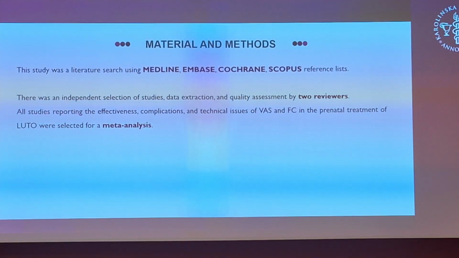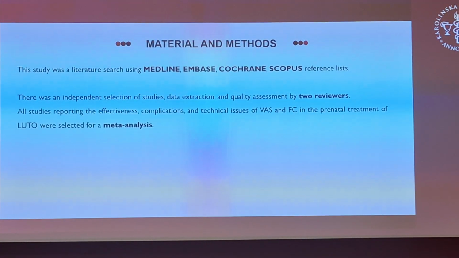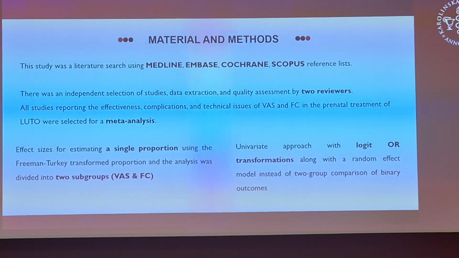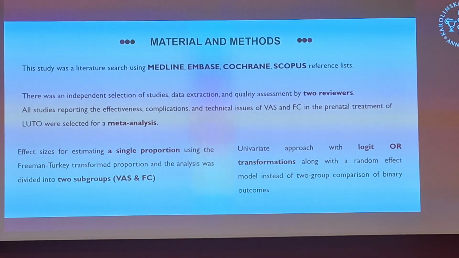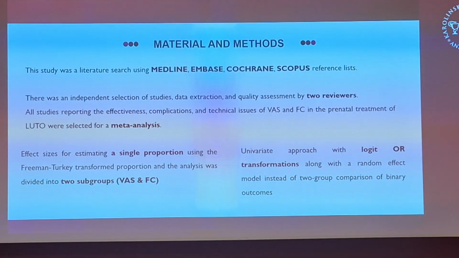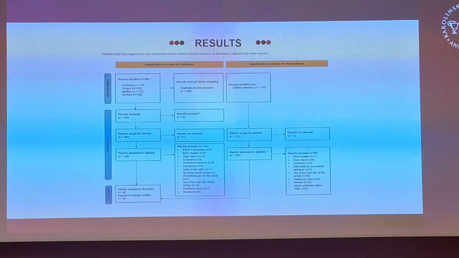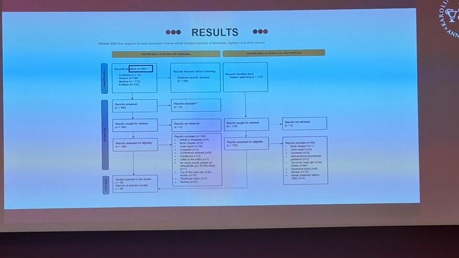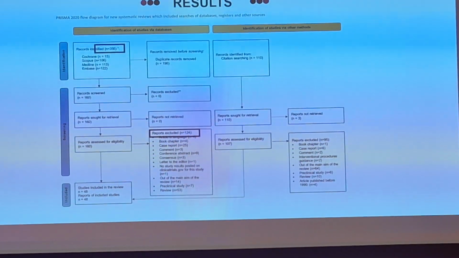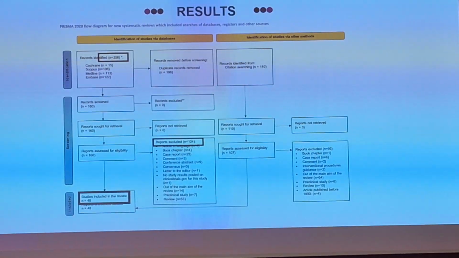With these two procedures, we performed a meta-analysis, in particular a single proportion meta-analysis, so a meta-analysis of prevalence with a subgroup meta-analysis, and for 3 papers that compare the 2 techniques, we performed a univariate approach with logarithmic odds ratio transformation. So we found 356 papers. After our review, we selected 48 papers for meta-analysis.